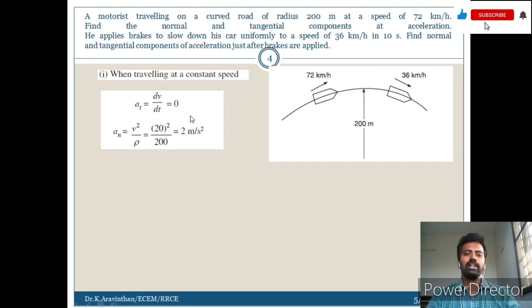So here an can be identified by the formula v square divided by rho. Here v is the velocity. The velocity is given here in kilometer per hour. You have to convert this into meter per second. So how to convert that? 72 into 1000, for converting kilometer into meter, and for converting hour to second you have to divide it by 60 into 60. So it will give the value of 20 meter per second.